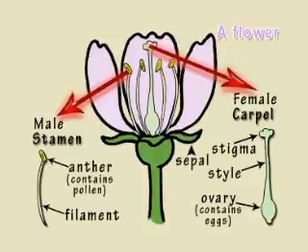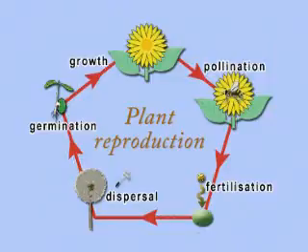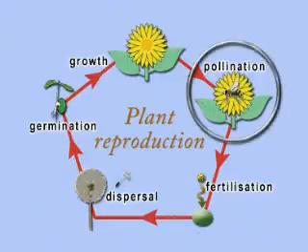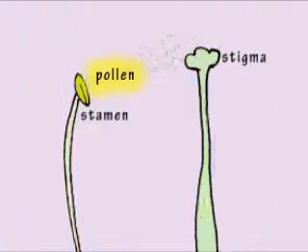Other parts of the flower include the sepal, which protects the flower when it is a bud, and petals, which are often brightly coloured to attract insects to the flower. Some plants use insects to help with pollination. This is the way in which pollen gets transferred from the stamen to the stigma.